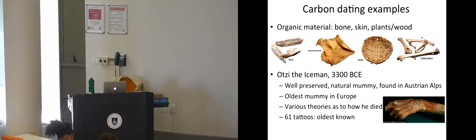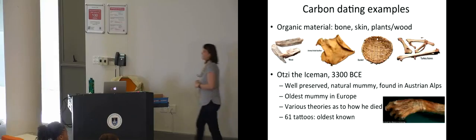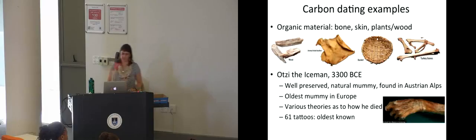It was the oldest mummy in Europe, and there's various theories as to how Ötzi died, and quite an amazing story. And out of interest, the body was heavily tattooed and had over 60 tattoos, and at over 3,000 years old, these are the oldest examples of tattoos that were ever found. So that's just, for your general interest, an example of carbon dating.